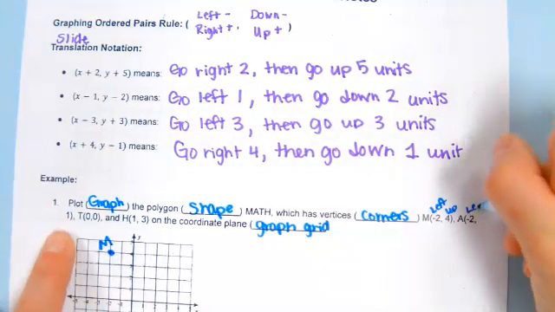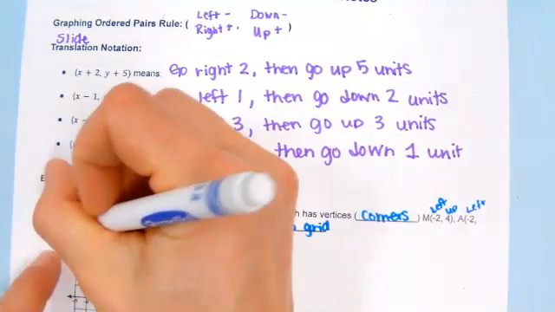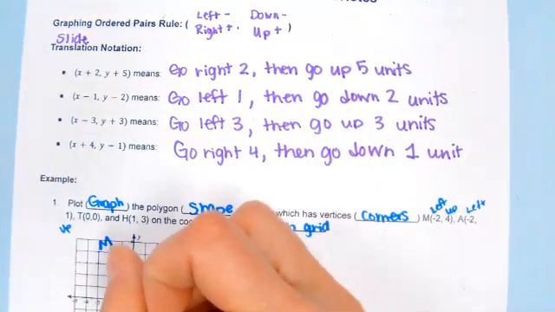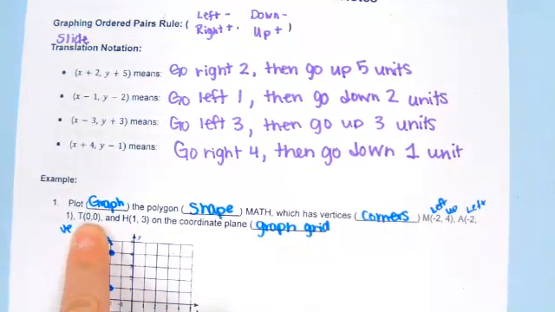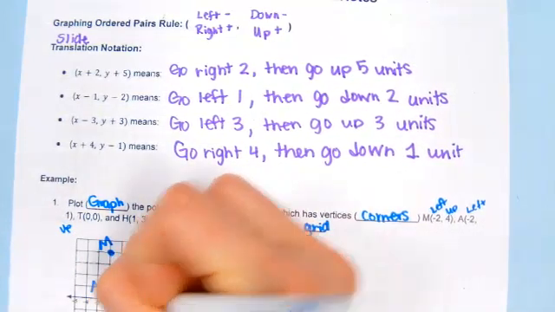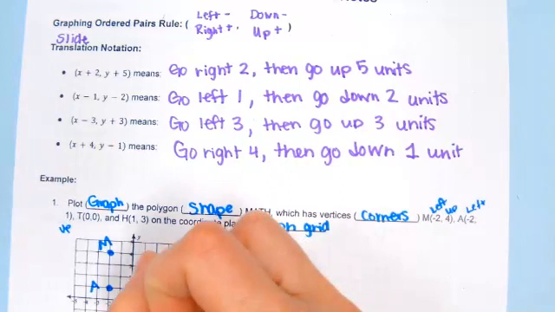That means we're going to go left 2 and up 1. So left 2, up 1 is right here. That's going to be labeled A. Then we're going to go 0, 0. That means we go nowhere and go nowhere. So we're going to go right to the middle. This is the spot 0, 0, labeled T.